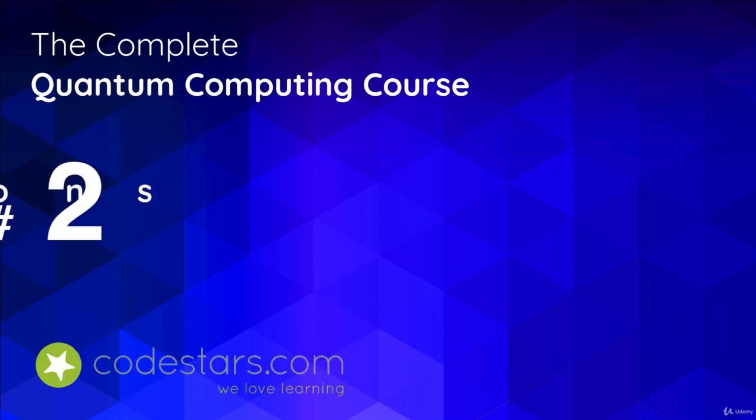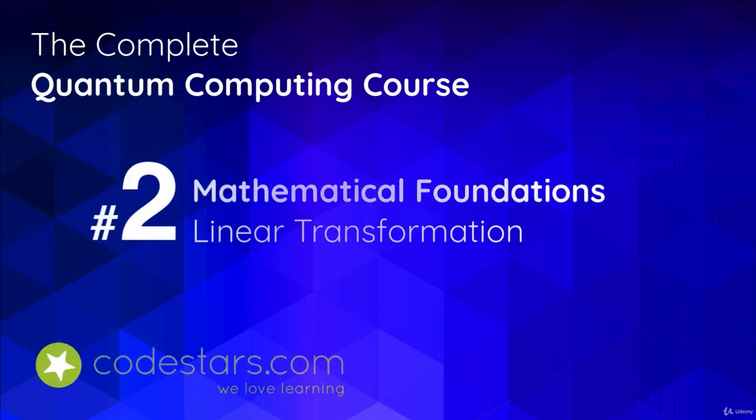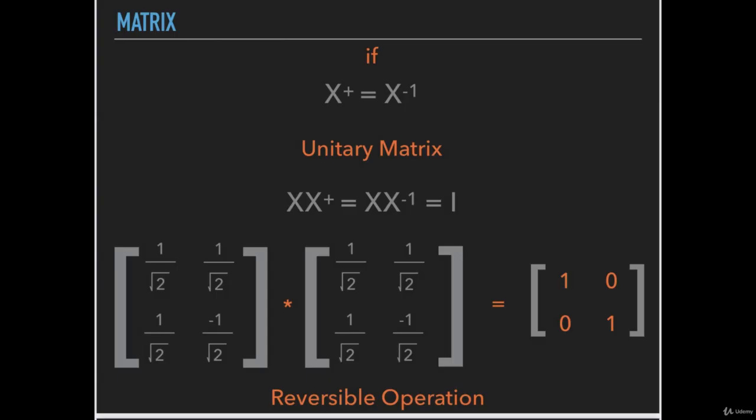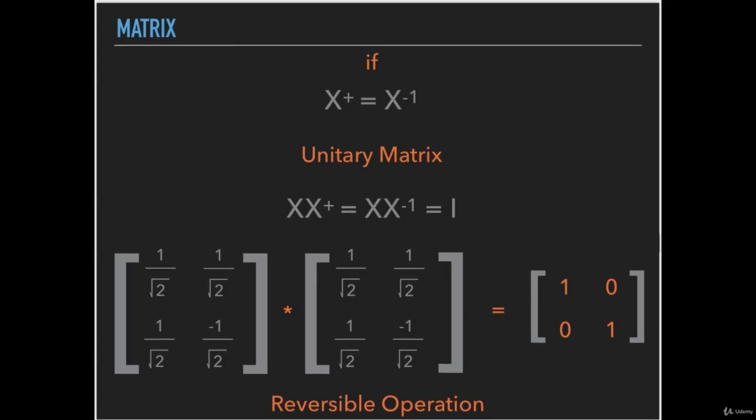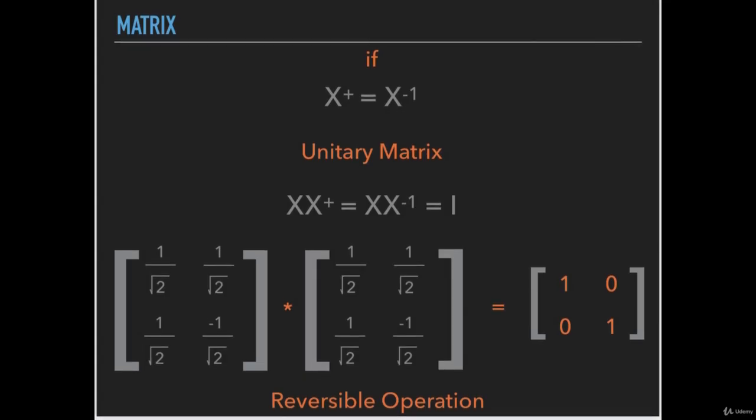Hi! Within this lecture, we're gonna finalize our matrices by learning about something called linear transformation. But before that, we need to learn about some special terms about matrices as well, first of which is the unitary matrix. So we call a matrix unitary if the x adjoint is equal to x inverse. So x being a matrix, obviously.